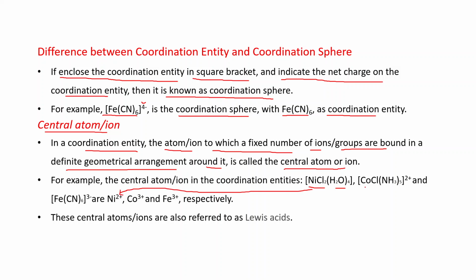Okay, and in this [CoCl(NH3)5]+, the central ion is Co3+, and in this case this is [Fe(CN)6]3-, the central ion is Fe3+. Okay. These central atoms or ions are also referred to as Lewis acids. Actually, what are Lewis acids? The species which can accept a pair of electrons is termed as Lewis acids. These central atoms accept the pair of electrons from ligands. Okay, that's why these are referred to as Lewis acids.